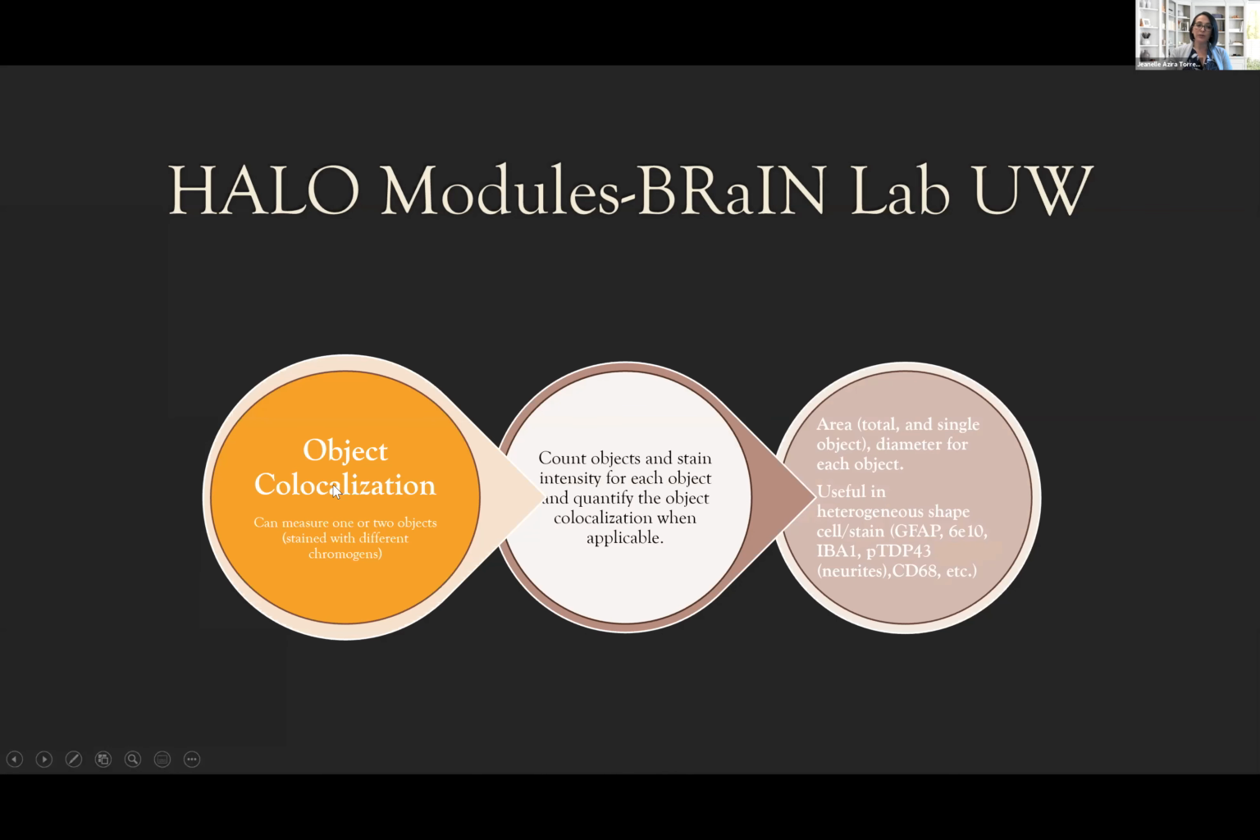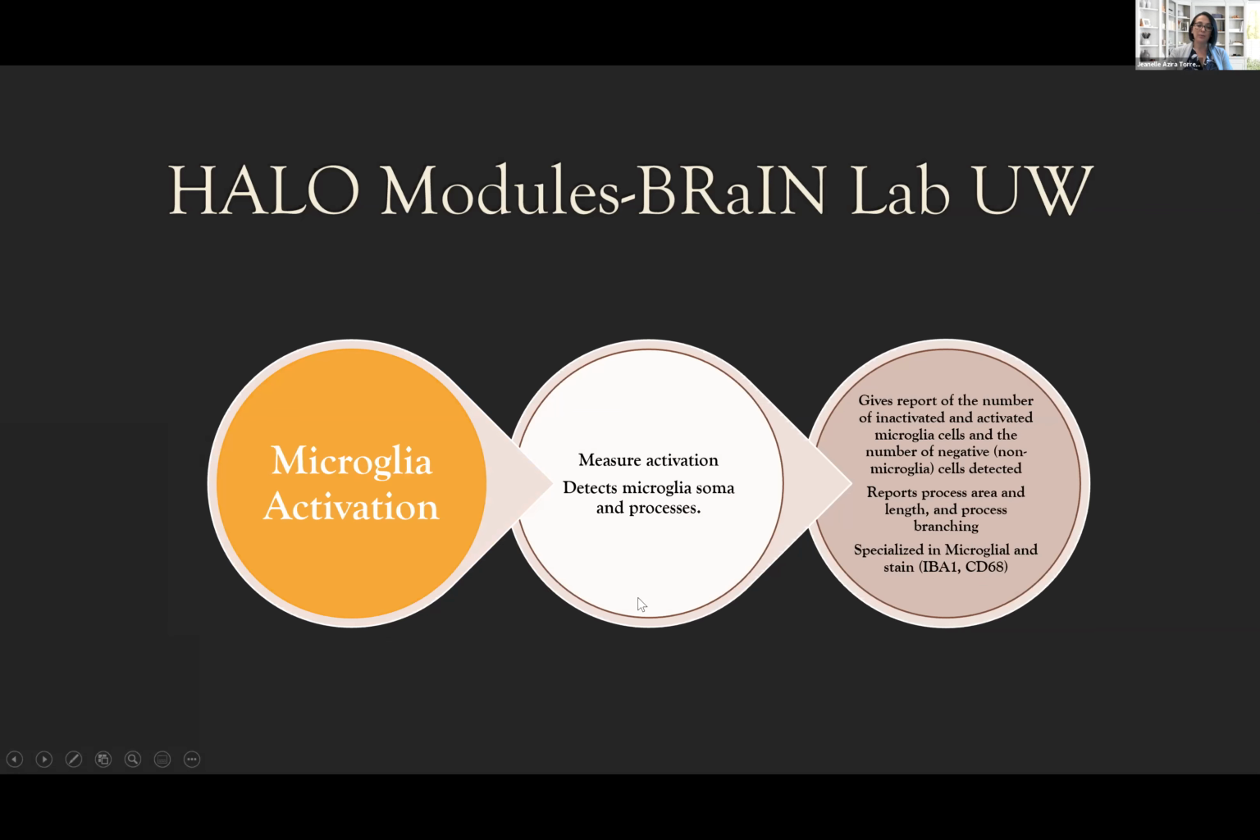Another module that we use is object colocalization, and this can measure one or two objects staining with different chromogens. It can count objects and stain intensity for each object and quantify the object colocalization when it's applicable. It gives you the total and single object information, for example, diameter, area occupied by the staining, and it's useful for heterogeneous shapes of stain like GFAP, 6010, IBA1, TDP43, and CD68, as an example.